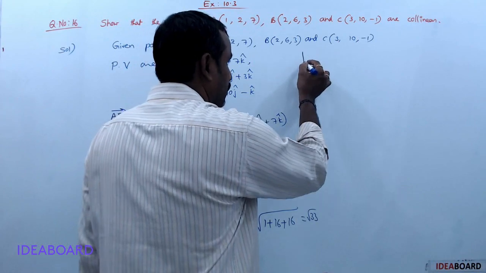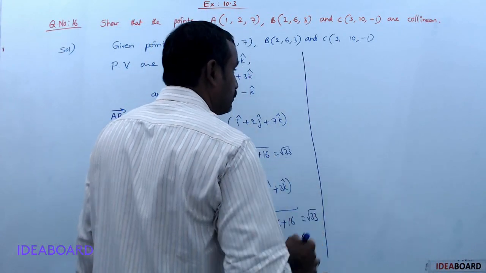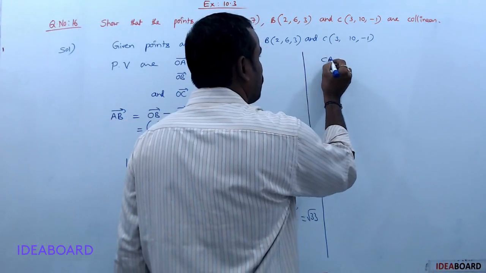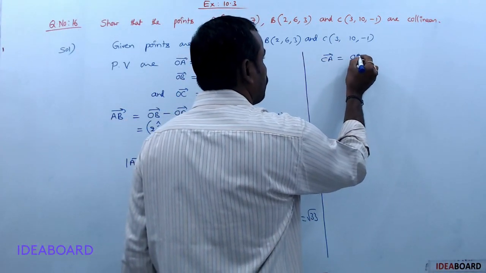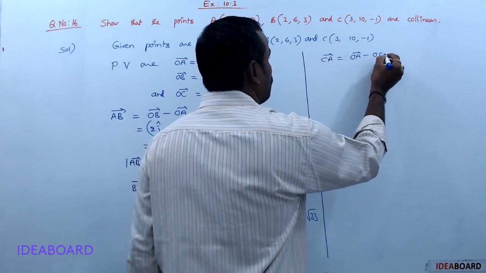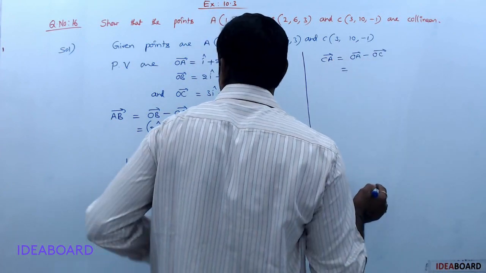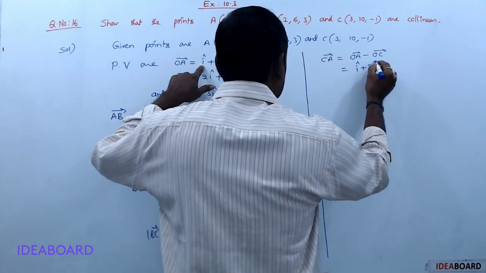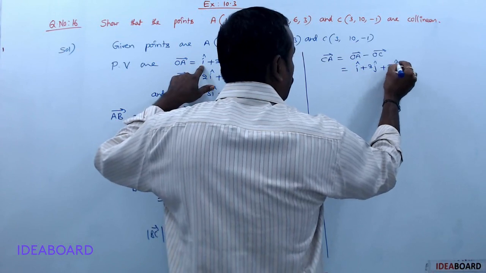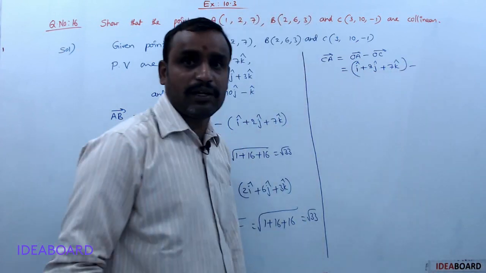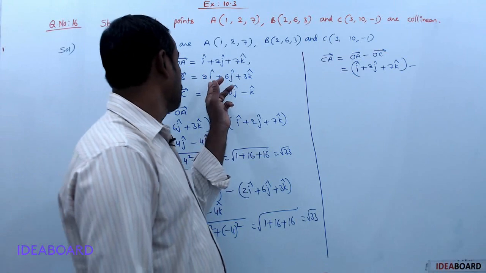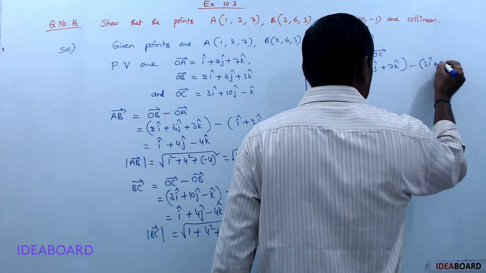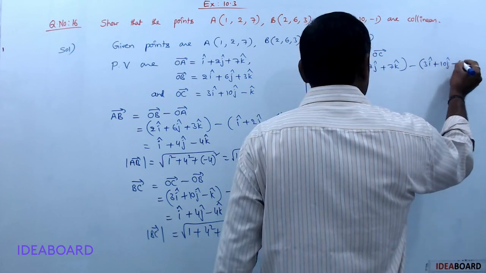Now we will solve CA bar. CA bar means OA bar minus OC bar. So now the OA bar vector is i cap plus 2j cap plus 7k cap. It is subtracted by the vector OC bar, that is 3i cap plus 10j cap minus k cap.